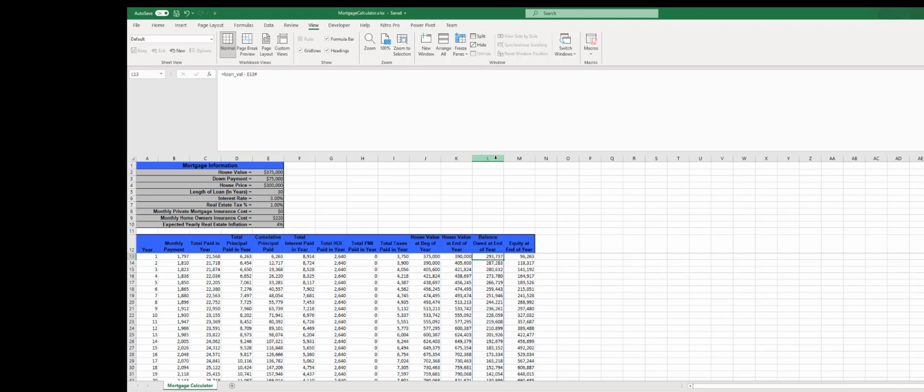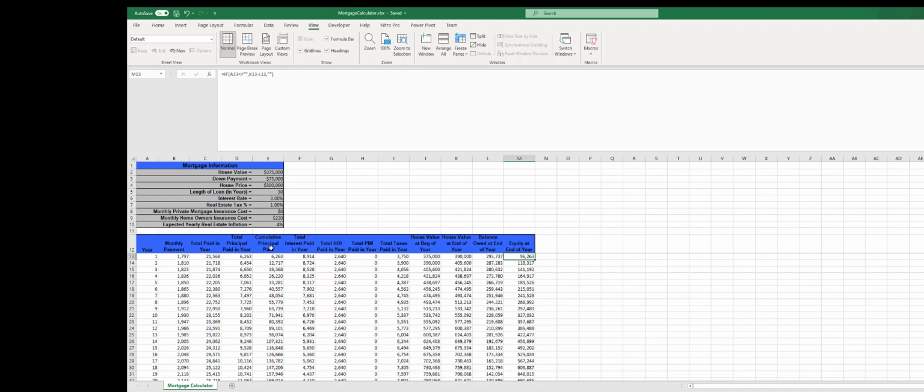And then for the balance owed at the end of the year, we're just taking what the loan value is minus what the cumulative principal paid is that we calculated in column E to get what is owed. And then the last column in our amortization schedule is what the equity is at the end of the year. And that is a combination of multiple things.